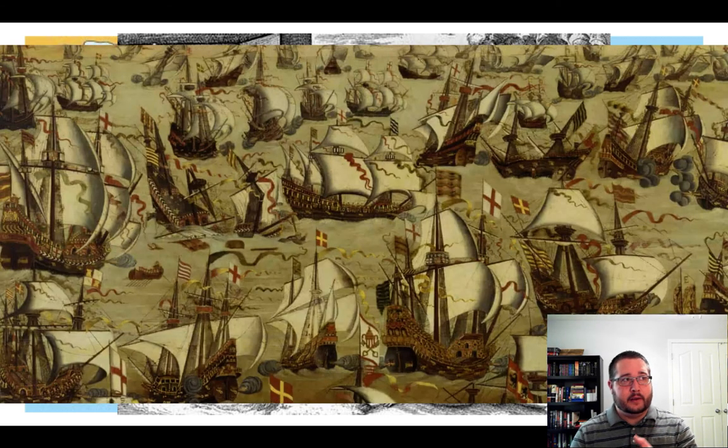Between disease and the brutality of the Spanish, within 100 years, almost all the native population of the island of Hispaniola was completely wiped out. It was just absolutely terrible things that were done to these people. Okay, you've got the Spanish Armada here, the Spanish versus the English, and it's this giant sea of ships everywhere. This huge naval battle that ends up in England's favor.